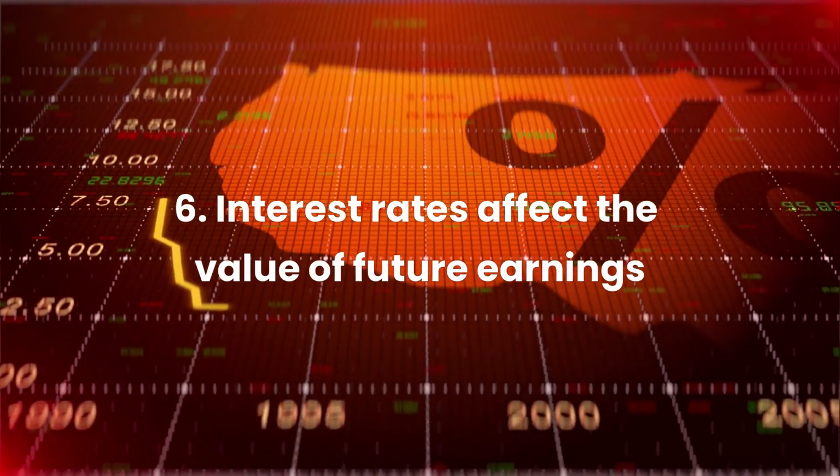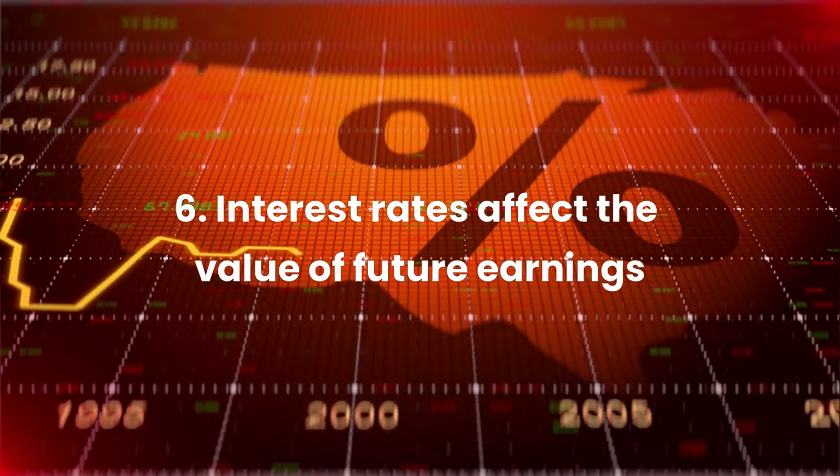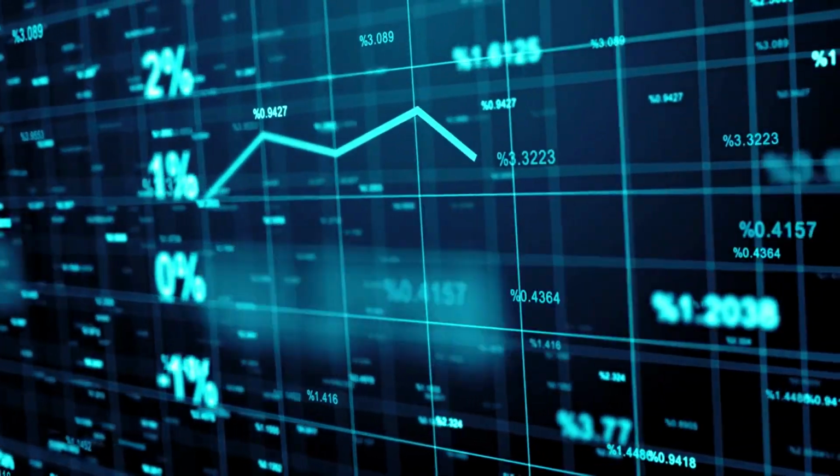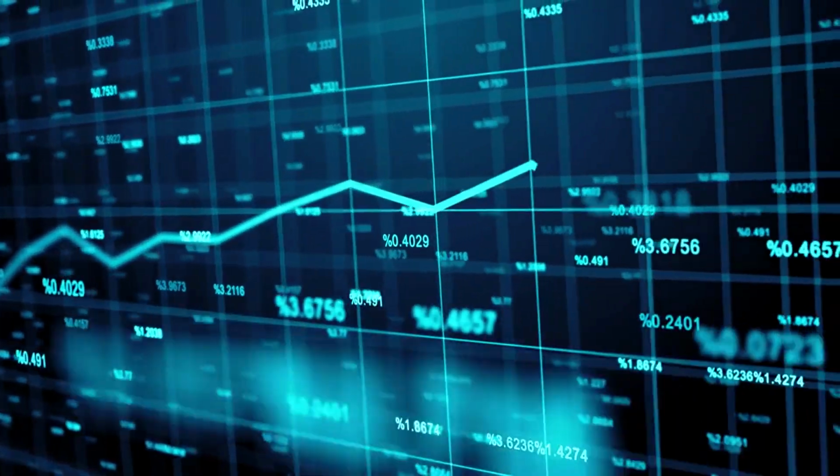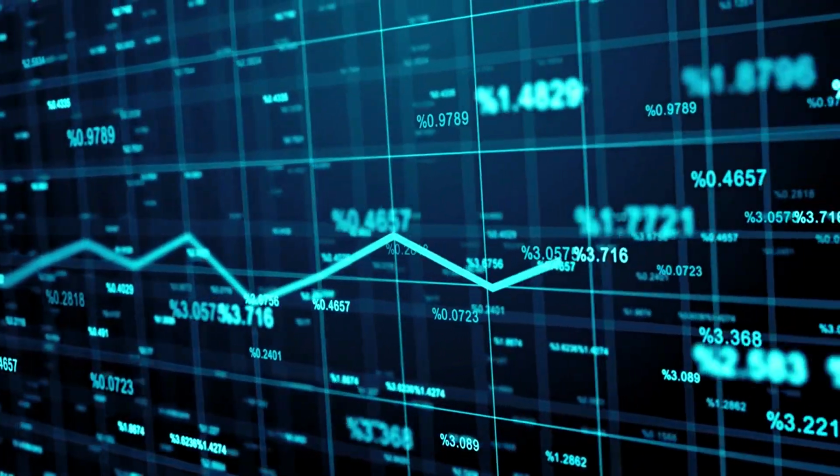6. Interest rates affect the value of future earnings. A key reason interest rates impact stocks is because of how investors value future profits. When rates are low, the value of future earnings increases. That's because investors discount those future profits less, making stocks more valuable. When rates rise, future earnings are discounted more heavily, so the stock price today goes down.